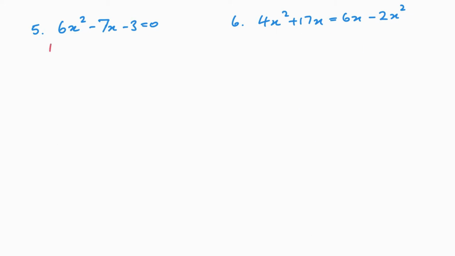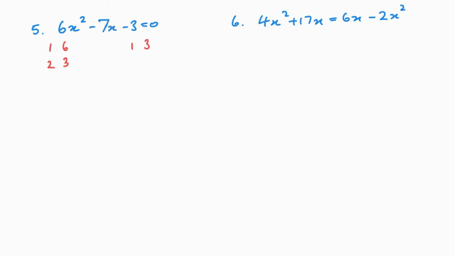Right, question 5. So to make 6, it'd be a 1 and a 6, 2 and a 3. To make 3, it can only be a 1 and a 3. It's going to be a negative 3 at the end, so we know we've got to have one of these positive and one negative. Don't know which way around yet. So let's look. So just want to try and get to the 7. Just want to go through these.